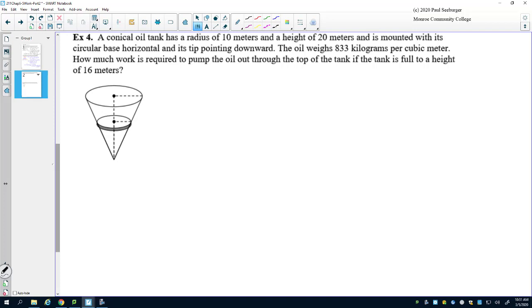All right, so let's see. This one. Delta F sub I, the weight of the ith disk.